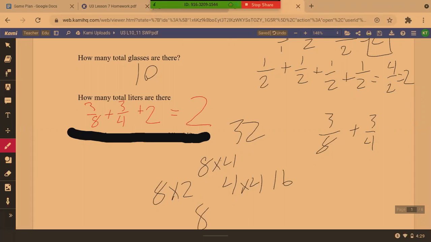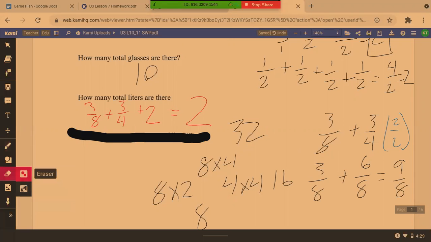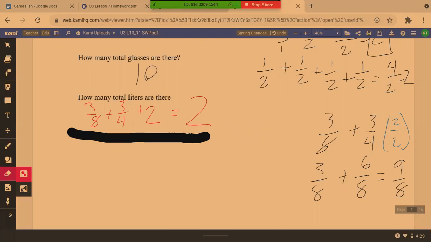8. If I do 8, I don't have to manipulate this first fraction. I would only need to manipulate 3/4, and I can manipulate it by just multiplying it by 2 over 2. And I now am adding 3/8 plus 6/8, and I got 9/8. That was easy because I only had to manipulate one fraction. Remember, work hard and smart.